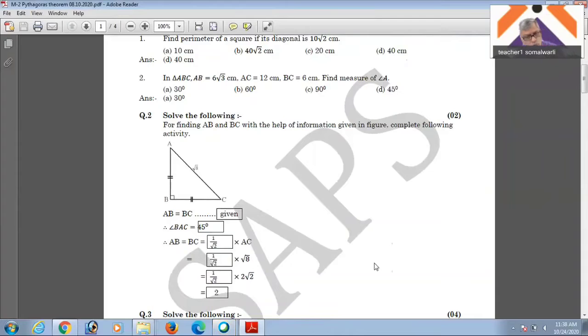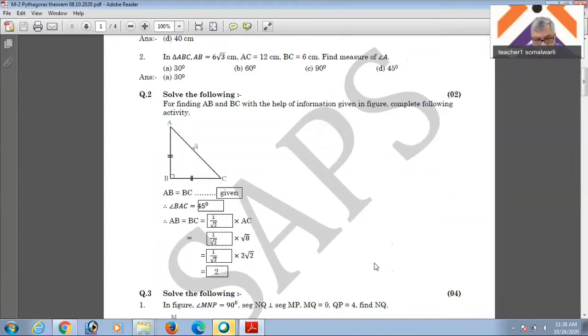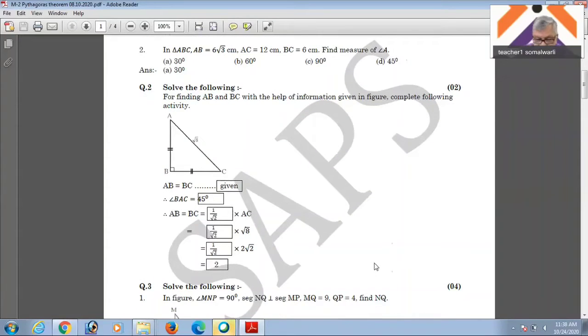Now, in this particular triangle, AB is congruent to BC, it is given. Means, definitely it is an isosceles triangle. And therefore, base angles are congruent. Therefore, angle A and angle C will become 45. And then applying 45, 45, 90, we get AB is equal to BC. Therefore, BAC is equal to 45 degree as I have told. Therefore, AB is equal to BC is equal to 1 by root 2 into AC, that is the 45, 45, 90 theorem. But AC is equal to root 8. So 1 by root 2 into root 8.